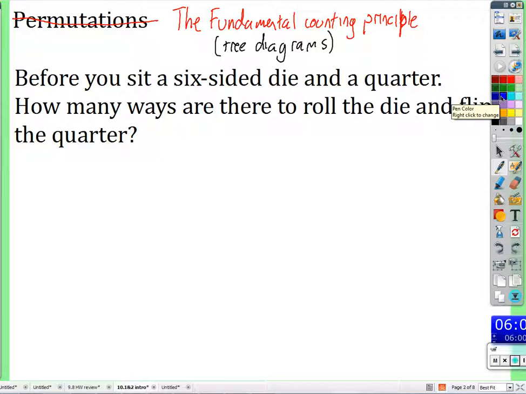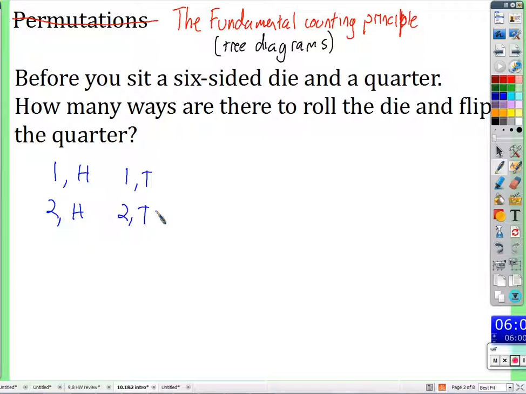How many ways are there to first roll a die and then flip a quarter? Well, we could get a one on the die, and then we could get a heads on the quarter. Then we could get a one on the die and a tails on the quarter. And we could get a two on the die and a heads on the quarter. Then a two on the die and a tails on the quarter. You see where I'm going with this? We're starting to count how many ways there are.